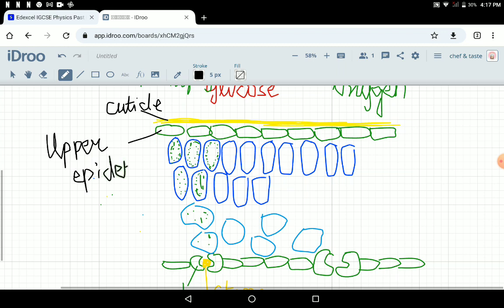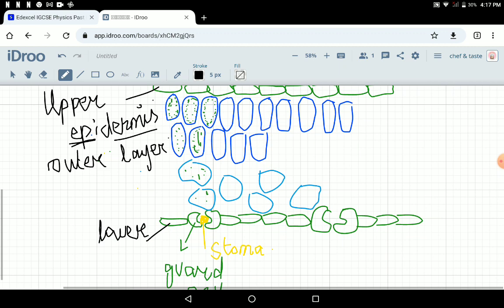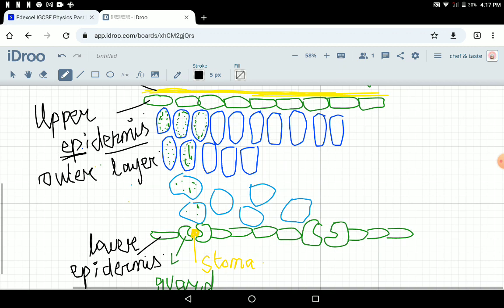What does it mean by epidermis? Epi means outer, and dermis means layer. It is the outermost layer found in the leaf. We have an upper outermost layer and a lower outermost layer: the upper epidermis and the lower epidermis. The difference between these two types of epidermis is that the lower epidermis is more concentrated in stomata. There are more stomata found in the lower epidermis as compared to the upper epidermis. The upper epidermis also contains stomata, but they are few in number, so we just neglect them.